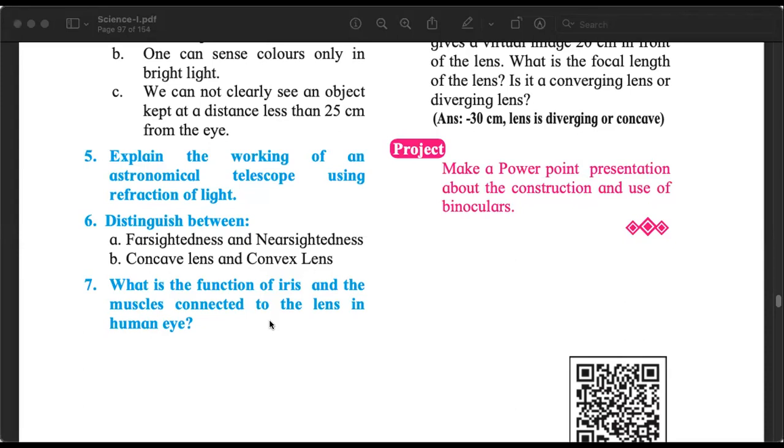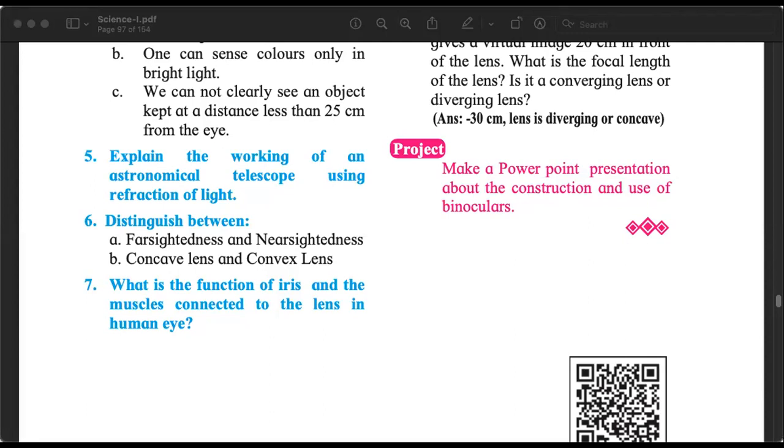You tell me, do you remember what cells of the retina are useful for us to see black and white? Rod cells, correct. What cells of the retina are useful to see colors? What are those cells? They are cone cells.